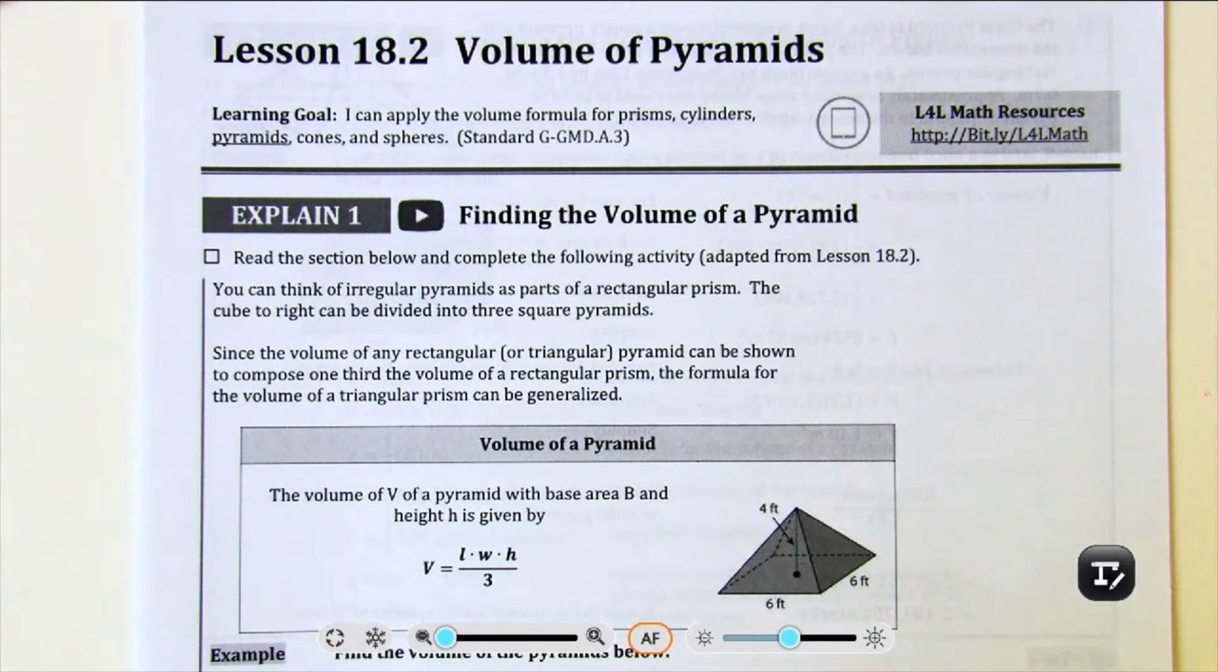Hello class, this is lesson 18.2, volume of pyramids. In this lesson, we're going to learn how to find the volume of a pyramid.